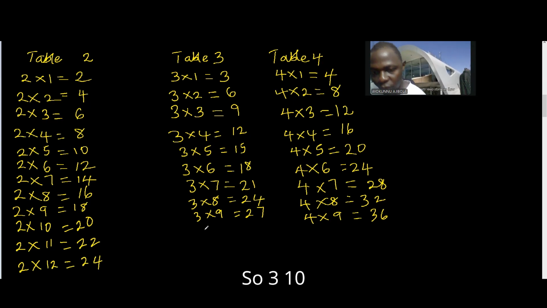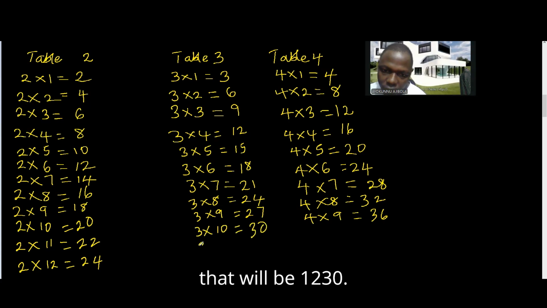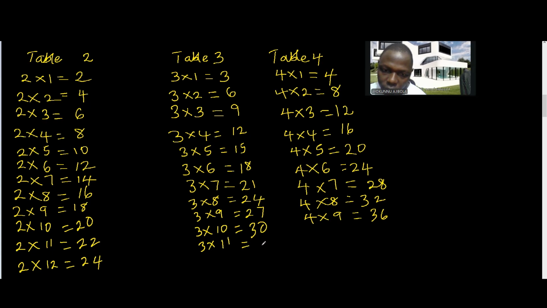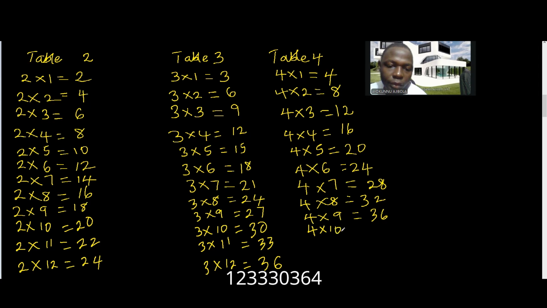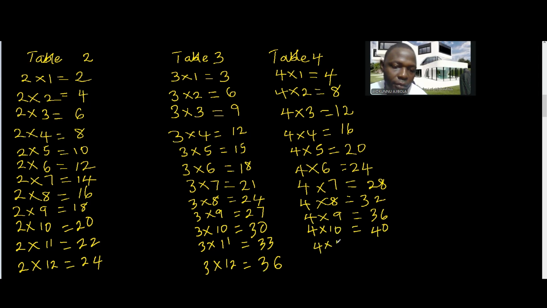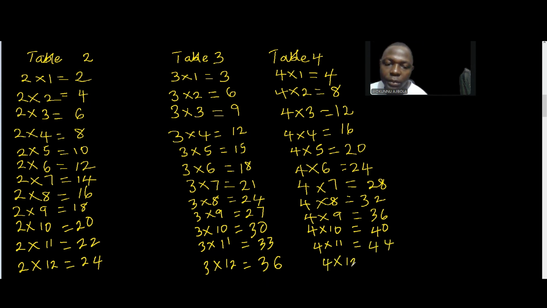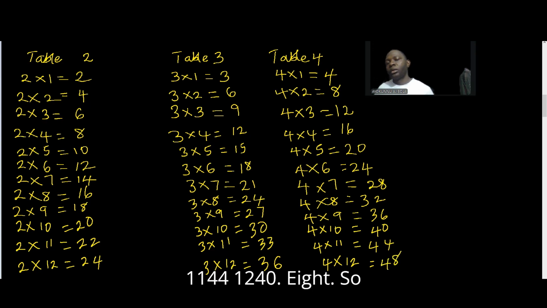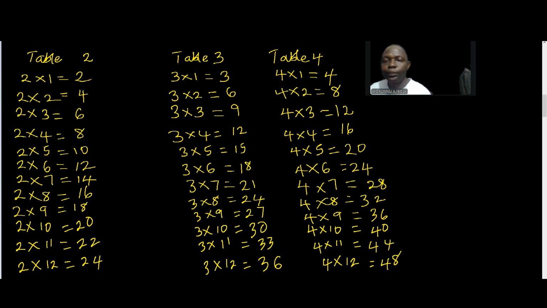So 3 times 10, that would be 30. And 3 times 11, 33. 3 times 12, 36. 4 times 10, 40. 4 times 11, 44. 4 times 12, 48.